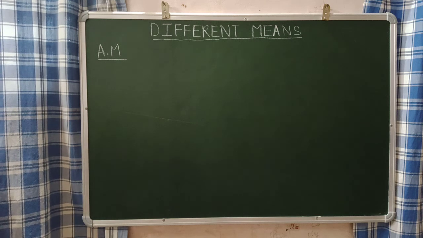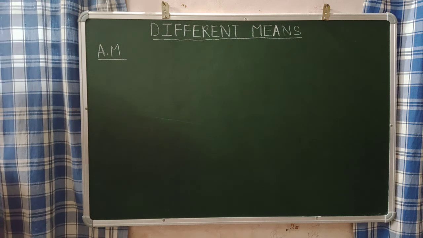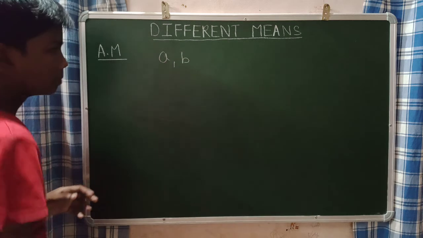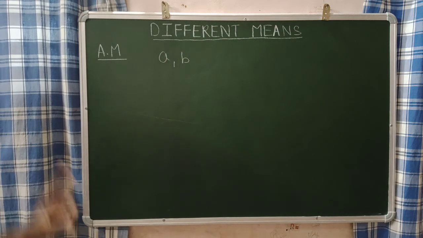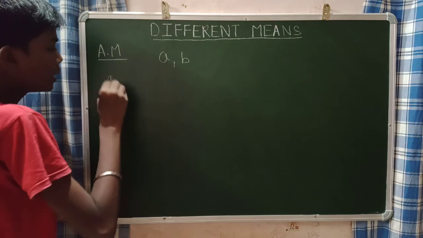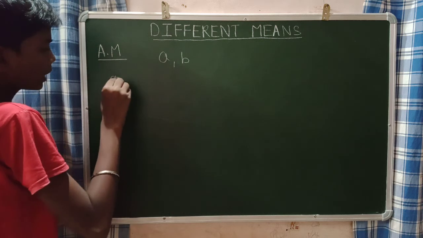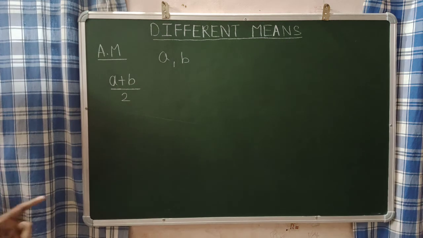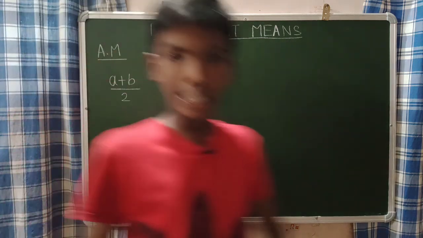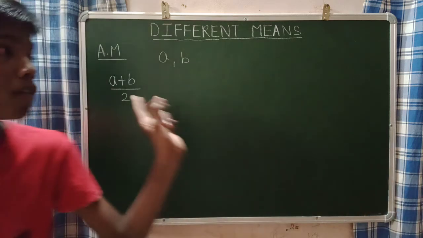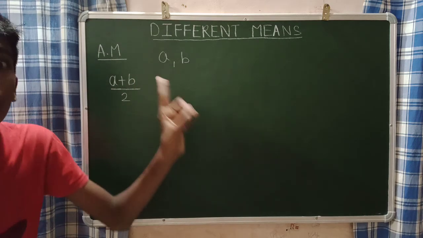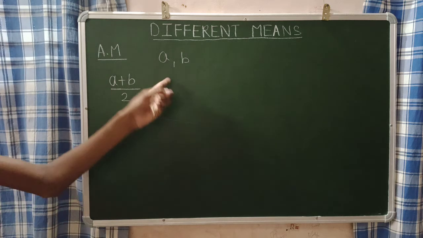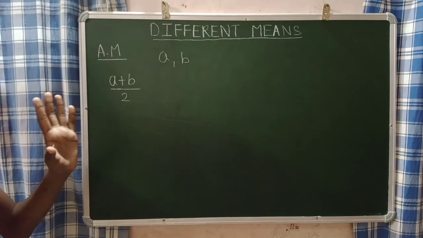So guys, arithmetic mean of two non-zero numbers A and B will be nothing but (A plus B) by 2. Correct now? Because we know that your arithmetic mean, or we can say average, is nothing but sum of all the observations, that is A plus B, because A and B are the observations, I mean the elements, divided by 2 because number of observations is 1, 2.